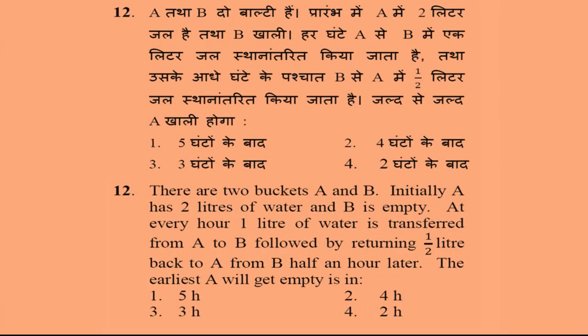Problem number 12. There are two buckets A and B. Initially, A has 2 liters of water and B is empty. At every hour, 1 liter of water is transferred from A to B, followed by returning half liter back to A from B, half an hour later. The earliest A will get empty is in: option 1, 5 hours; option 2, 4 hours; option 3, 3 hours; option 4, 2 hours.